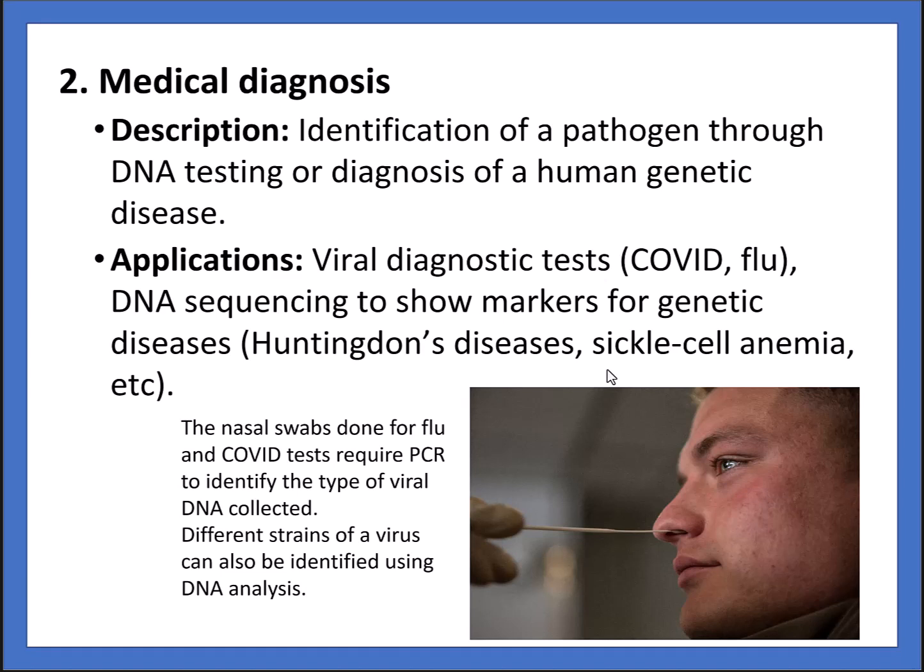Nasal swabs done for flu and COVID tests require PCR to identify the type of viral DNA collected, because you're only collecting a small sample from the nasal swab. So PCR is used to amplify that sample or make copies of it so that the tests can be run. And different strains of a virus can also be identified using DNA analysis. So maybe several individuals are coming in with different strains of COVID, and they can be identified and compared.